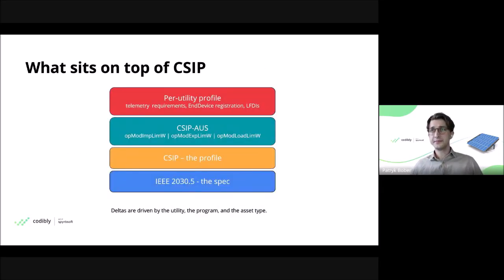With the architectures and use cases covered on both sides, let me spend some time on what the integration work actually looks like in practice, because the SysIP profile by itself is rarely the full picture. The diagram on this slide shows how the layers stack up. At the bottom is the IEEE 2030.5 specification itself. The next layer up is SysIP, which is the most common profile of 2030.5 used in utility programs today.